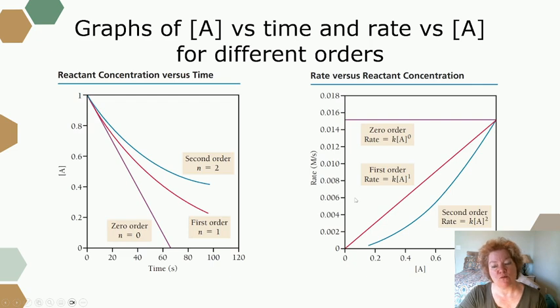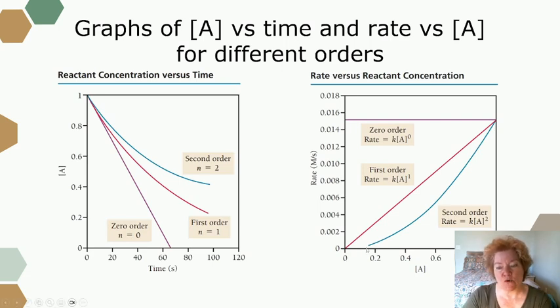So if I have a rate versus concentration and I have a horizontal line, the reaction is 0th order with respect to that reactant. And if I have a first order, the rate is proportional to A to the first order, or just proportional to the concentration of the reactant. And so I'm going to get a line. So the rate does change, but it changes proportional to how much concentration of reactant we have.